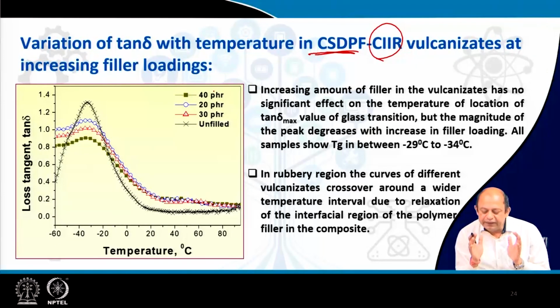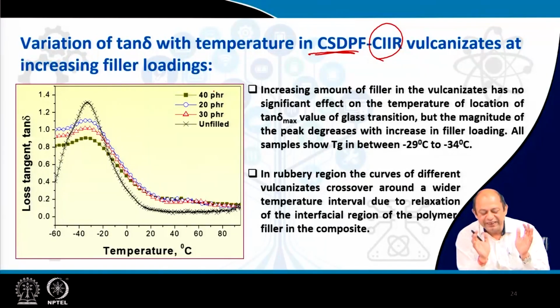And in the rubbery region, the curves of different vulcanizates cross over around a wider temperature interval, due to the relaxation of the interval. So, once you are adding a third component, say filler, into the system, what will happen? You have a transition relaxation in the segmental motion, as well as some filler aggregate formation and reformation that will be reflected. Mind that although it is going to appear as a very small attribute, ultimately your primary transition may get broadened.